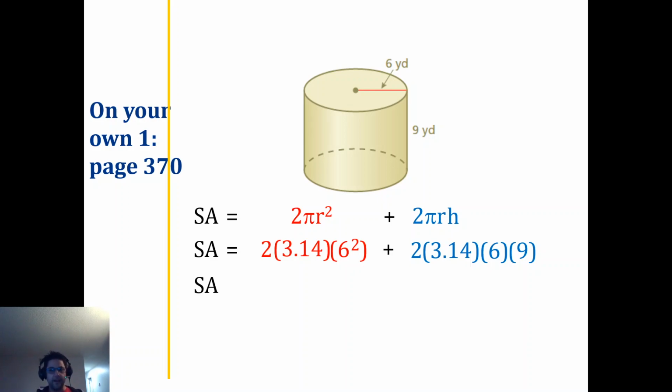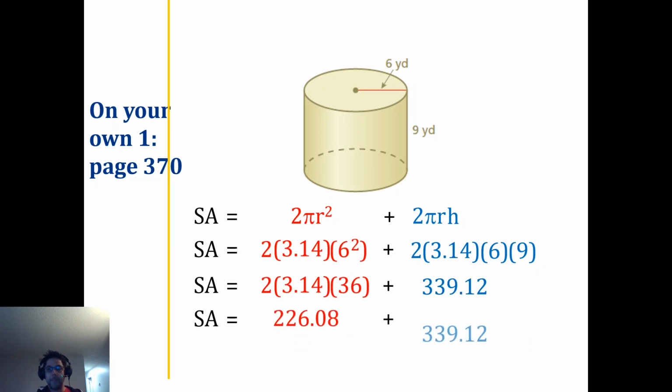And then on the right side, I've got 2 times 6 times 9 gives me 108 pi, and then multiply it by pi, 3.14. 339.12. All right, I'm going to add my 226.08, and I see 565.20, or just 565.2 because it's already at the tenths place. And we've got yards squared.